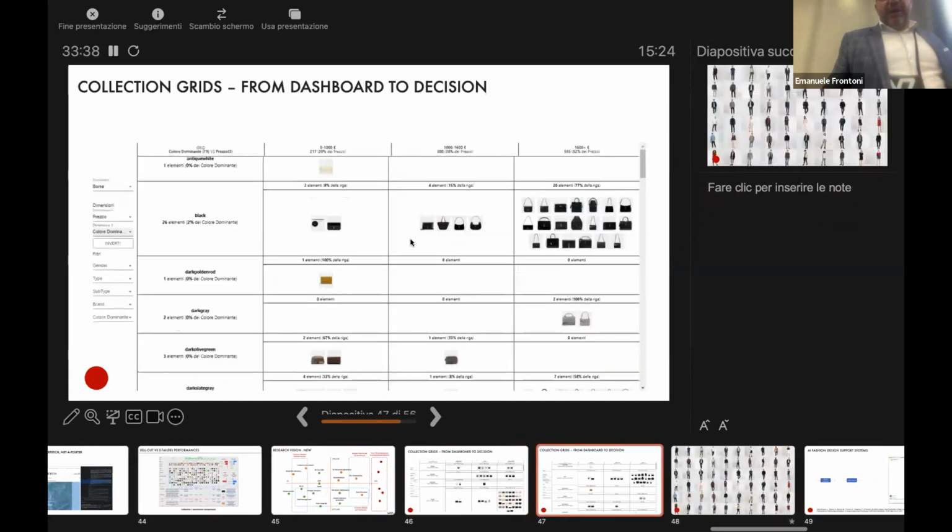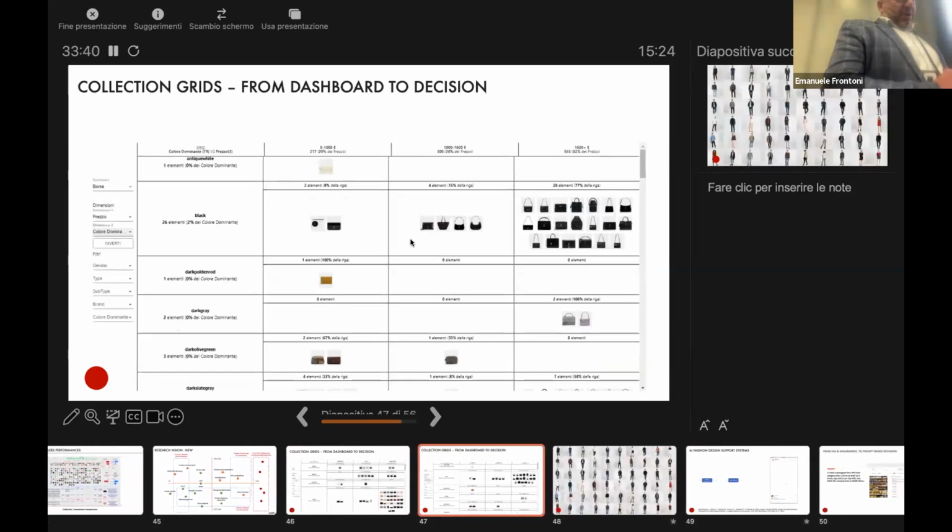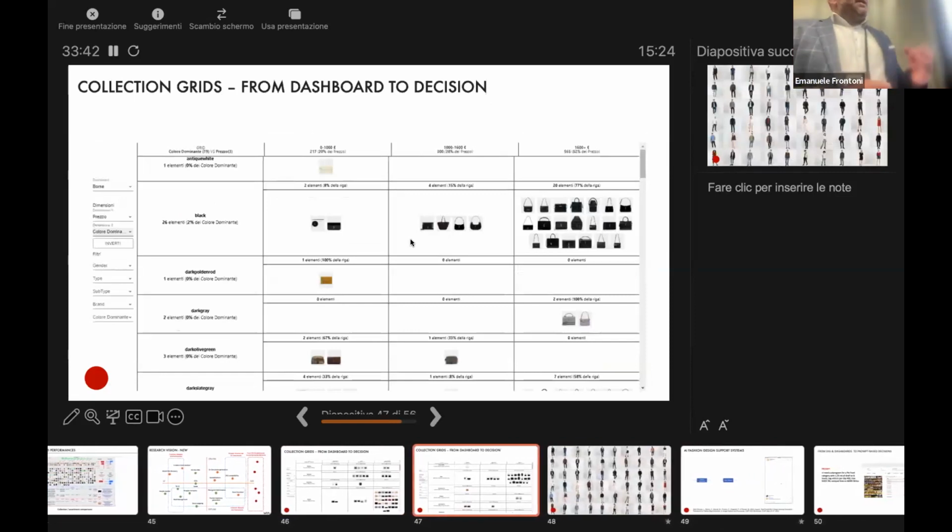And this kind of grid, we call this kind of solution a collection grid, is no longer a real dashboard. So it's no longer something that I have to read, to understand, and then to use to make the actionable decision that I have to perform. But it's something that is very near to the final decision.